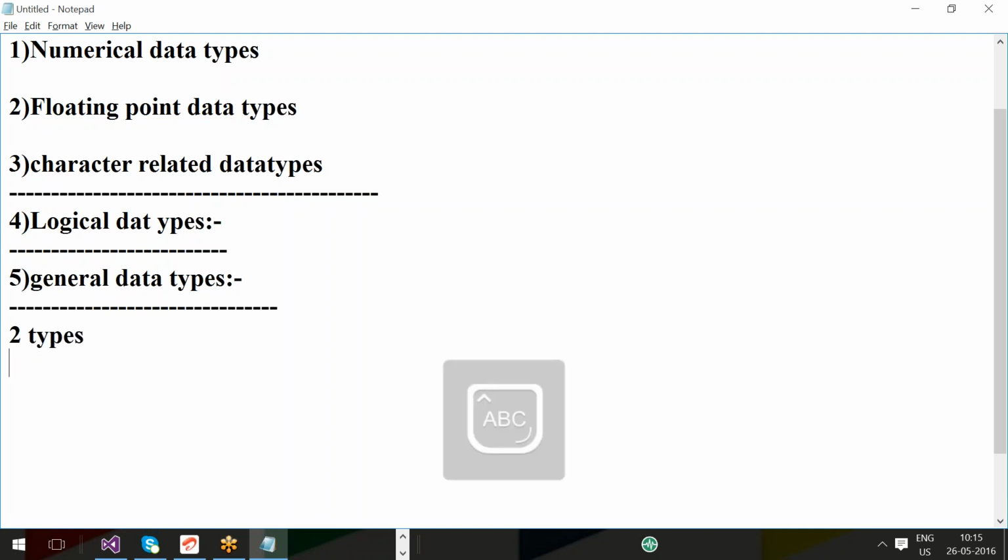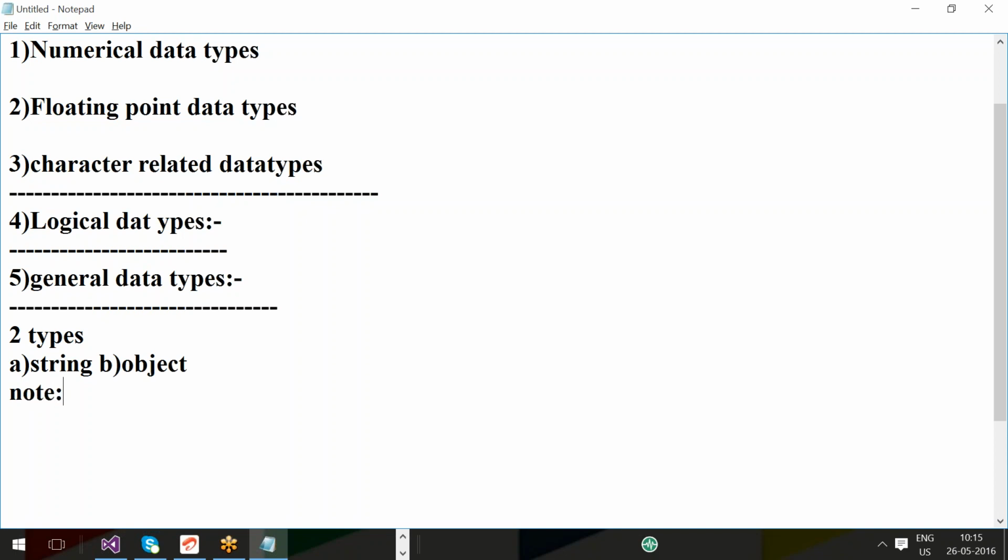Number one is string. Number two is object. Before discussing these two categories, I'm telling you one important notice. All these data types, numbers 1, 2, 3, 4, 5, are called primitive data types.